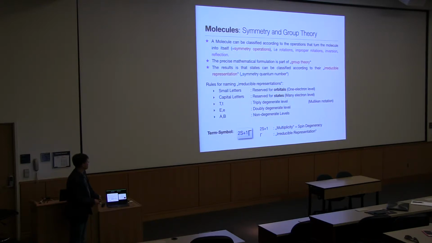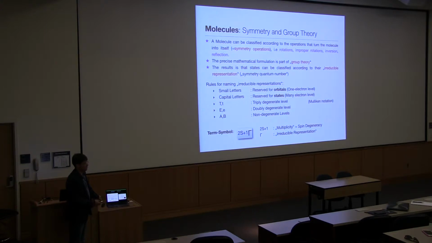And now, according to the molecular notation of group theory, a T state only refers to a triply degenerate level, so capital T to a triply degenerate electronic state, or a lowercase t to a triply degenerate set of orbitals. E refers to a doubly degenerate level, and A and B refer to non-degenerate levels.